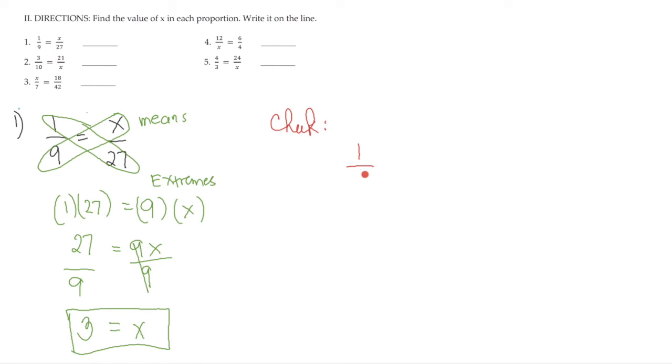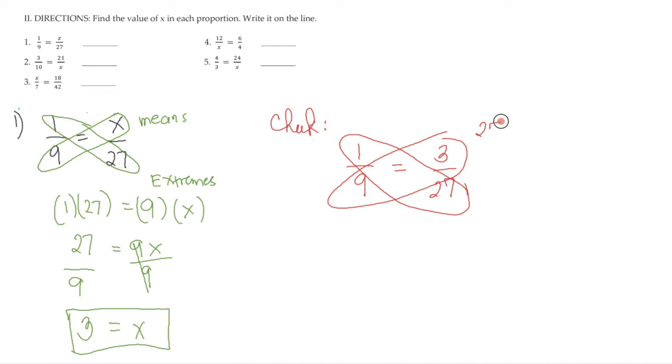Now, let's check if our answer is correct. We have 1 over 9 equals, papalitan nyo lang yung x ng nasolve natin na value which is 3. So, 3 over 27. Now, we're going to perform the cross multiplication. Kailangan same sila ng product. 9 times 3 is 27, and 1 times 27 is 27 also. Therefore, our answer is correct since it shows in our checking that these two ratios are proportion.